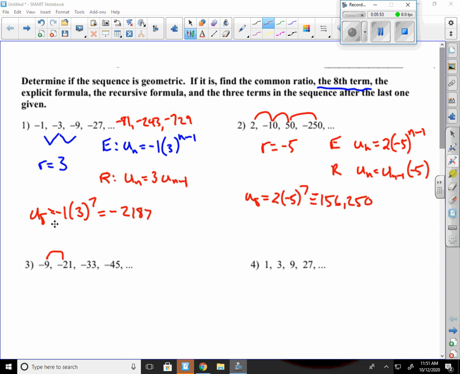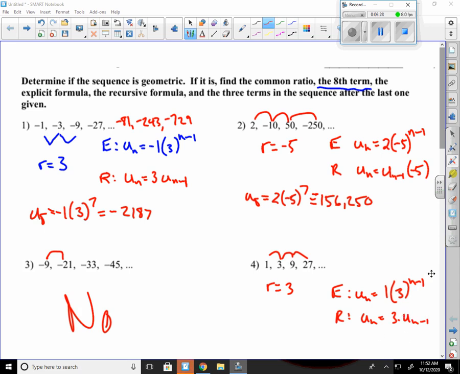So that's not geometric, which makes this an easy problem for us. Number 4, multiply by 3 each time to find the next term. That gives you my common ratio, which is r. Find my explicit form. U sub n equals 1 times 3 to the n minus 1. Recursive form, U sub n equals 3 times U sub n minus 1.